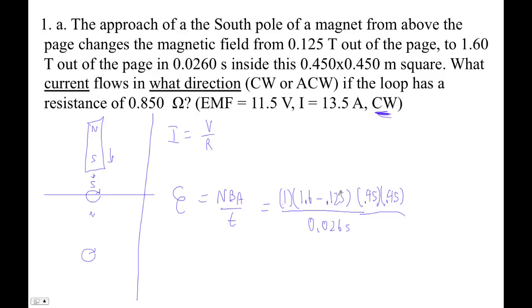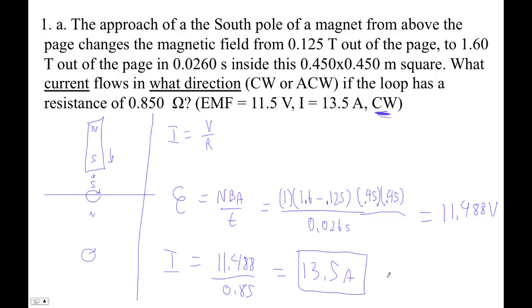Let's see if we can get the right number here. Parentheses 1.6 minus 0.125, end parentheses, times 0.45 squared divided by 0.026. I'm getting that the EMF is 11.48748 volts. So the current is going to be 11.488 over 0.85, and that's 13.5 amps. Wow, that's a strong current.